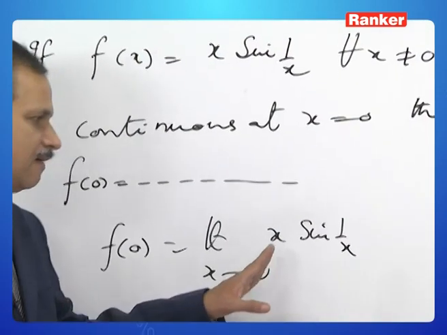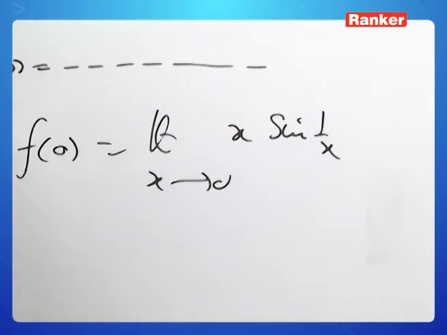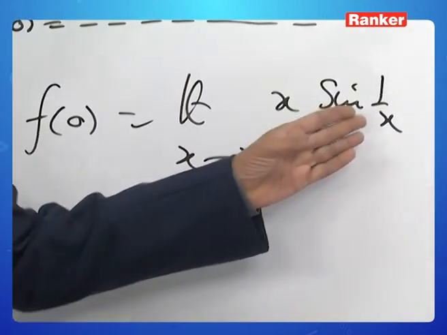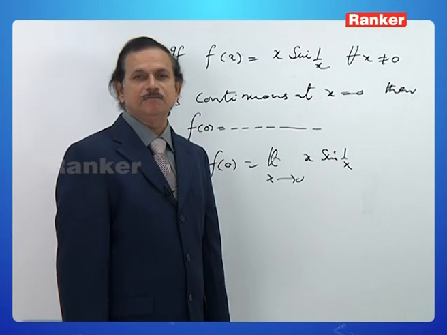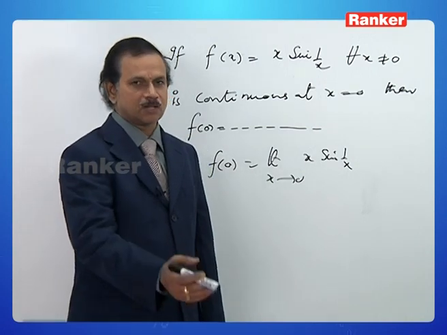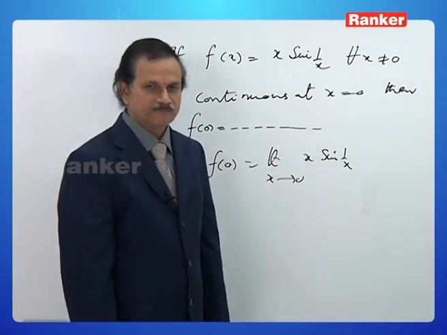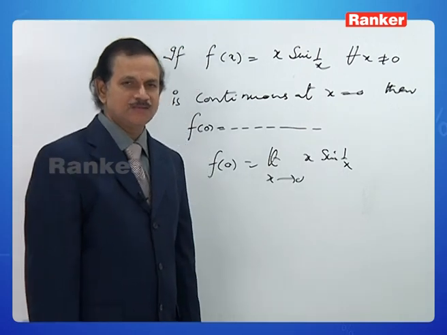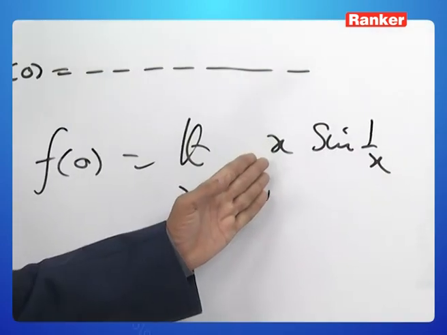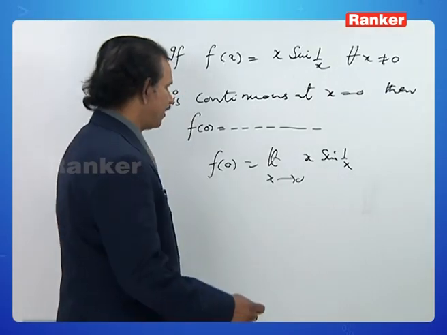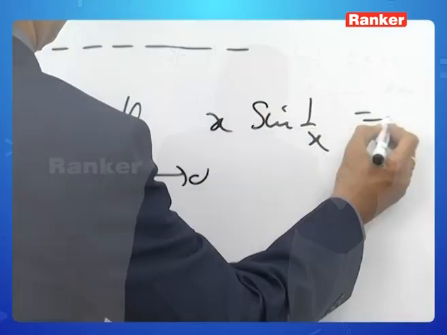In the place of f of x we have x here. In the place of g of x we have sine 1 by x here. Sine 1 by x is bounded. Everybody agrees with that. Minus 1 less than or equal to sine 1 by x less than or equal to 1. It is bounded between minus 1 and 1. So it is bounded and this tends to 0. Therefore, the product tends to 0.